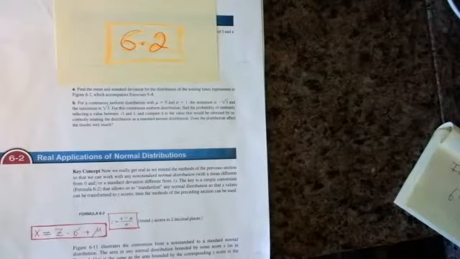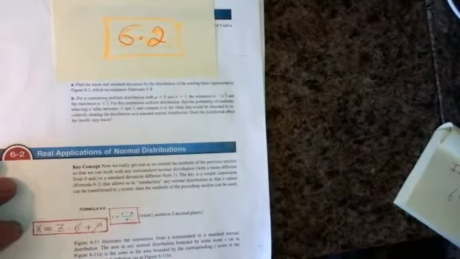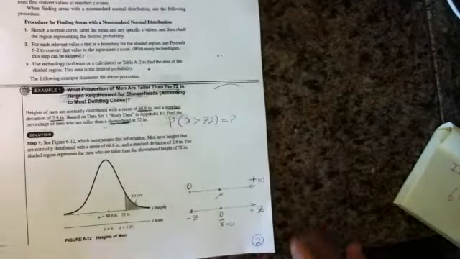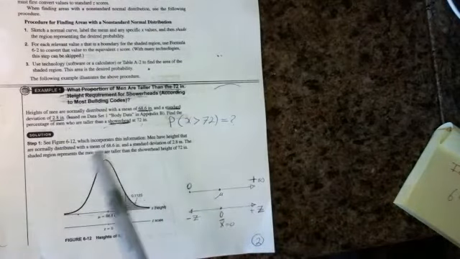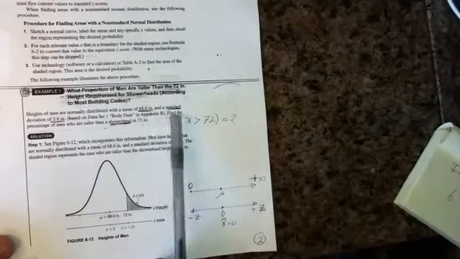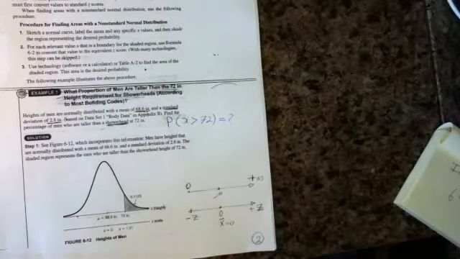Section 6.2 is how to convert X to Z. Now, most of the real problems are not dealing with Z values, they're dealing with X. And let's look at these examples that you have here. It said the heights of the men are normally distributed with a mean of 68.6 and a standard deviation of 2.8.